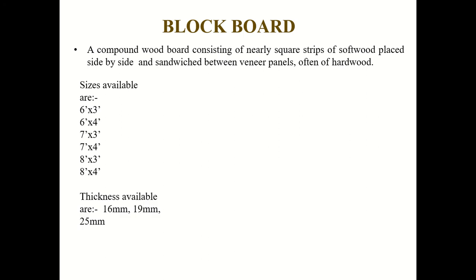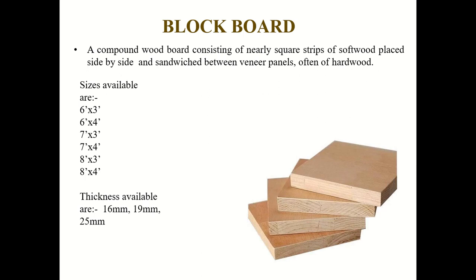The sizes are around like this: 6 feet by 3 feet, 6 feet by 4 feet, and you get various sizes. The thickness of block boards is generally 16 mm, 19 mm, 25 mm, etc. You can see these are the block boards.